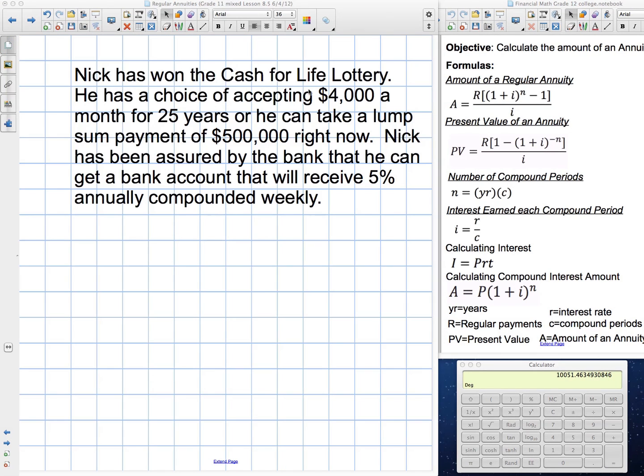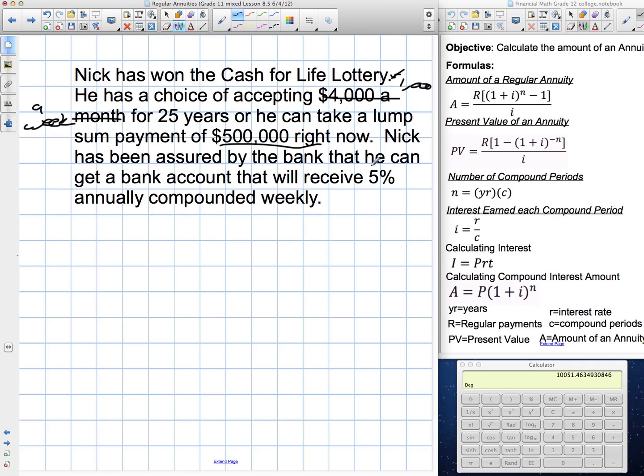Okay, Nick has won the Cash for Life lottery. He has a choice of accepting 4,000. Oh, I forgot to change that part. Now we're back to 1,000 a week. That's the real Cash for Life. So he has a choice of accepting $1,000 a week for 25 years, or he can take a lump sum of $500,000 right now.